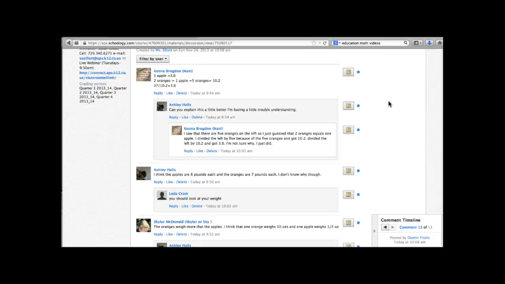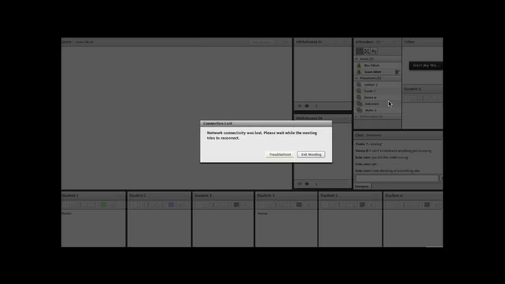And then, Kiona, you wrote, I saw that there are five oranges on the left. So you guessed that two oranges equals one apple. I divide the left by five because of the five oranges. See, that was a great explanation, Kiona. That is problem solving. That is logic. That is perfect. That is exactly what I wanted. Like I said, you didn't get the right answer exactly, but I'm looking more for your logic.